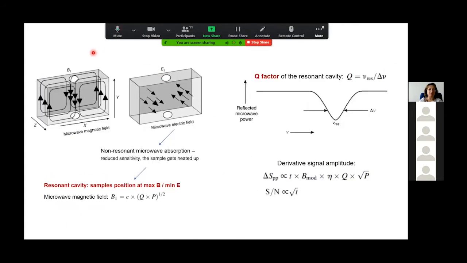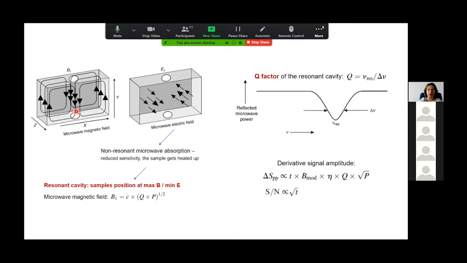So the main part of the spectrometer is the resonant cavity. The electromagnetic field in this cavity, coming from the microwaves, is forming standing waves, and you see here the magnetic field and the electric field of the electromagnetic field. In this resonant cavity, samples are here. So this is the best position for the sample.